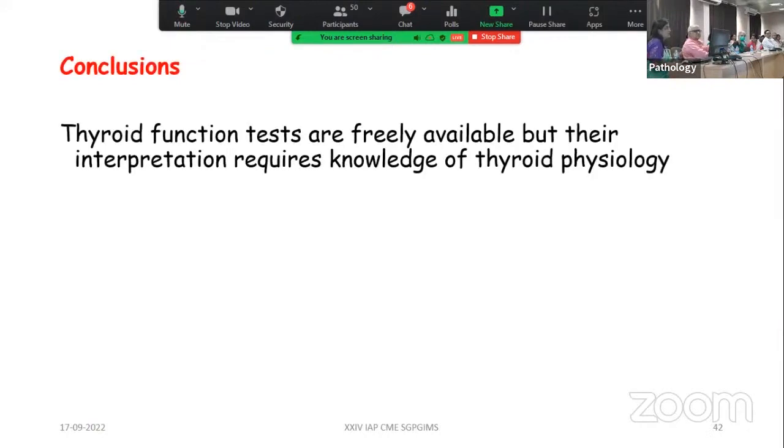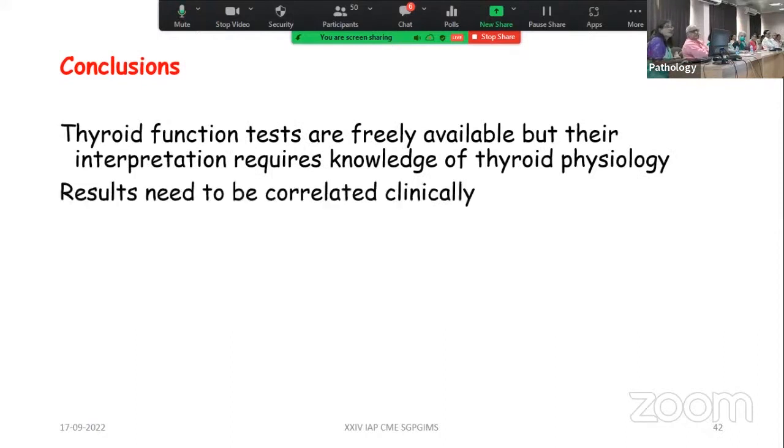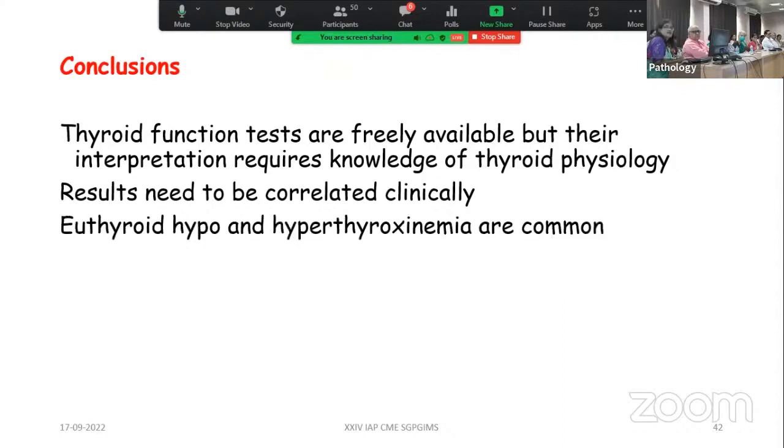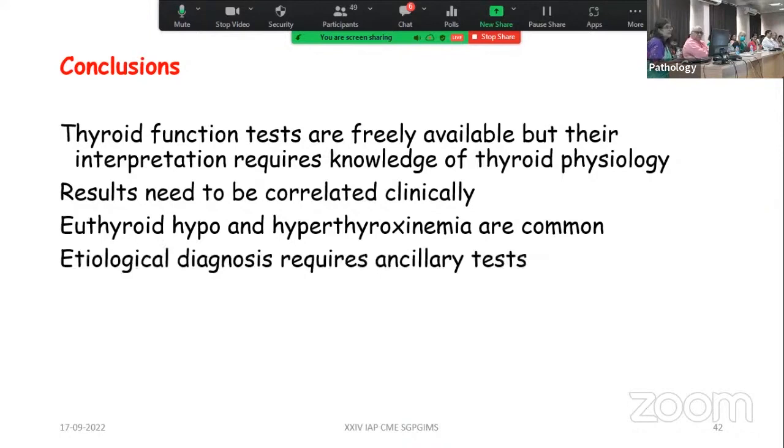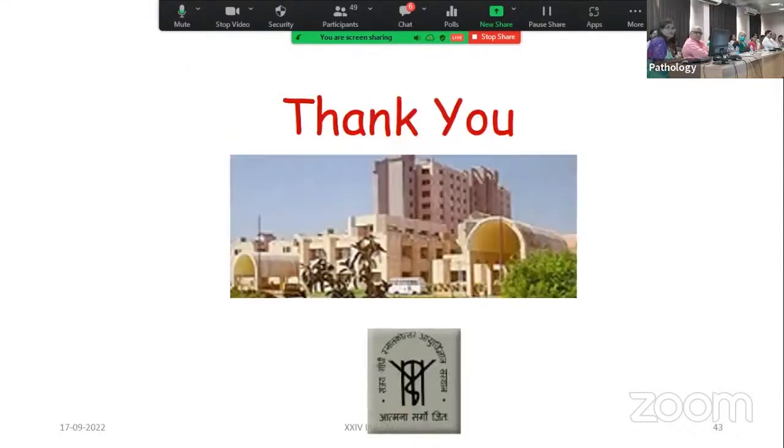To conclude, thyroid function tests are freely available, but their interpretation requires knowledge of thyroid physiology. Results need to be clinically correlated. With so many humanized monoclonal antibody therapies being used for different diseases, interference from these antibodies is significant, so we should be aware of these assay interferences. Euthyroid hypo- and hyperthyroxinemia are common and physiological, and we need to understand them and manage the patient accordingly. And etiological diagnosis requires ancillary tests.